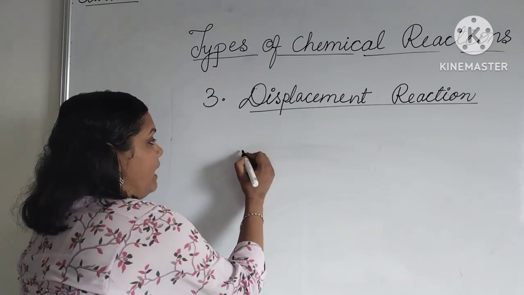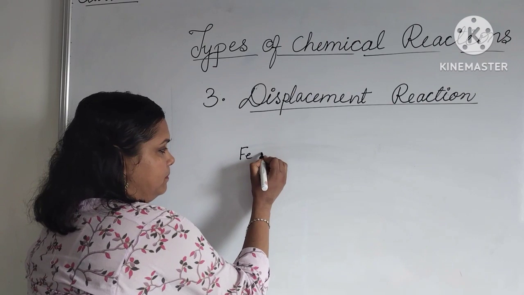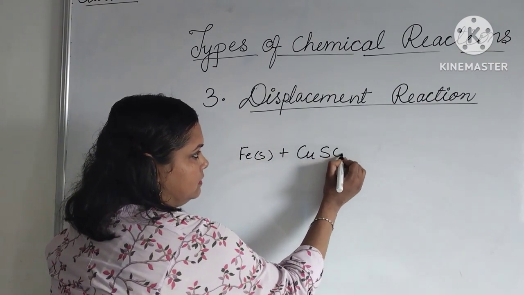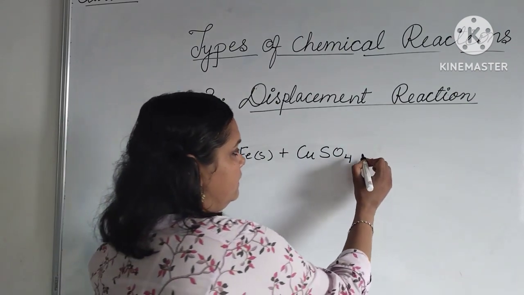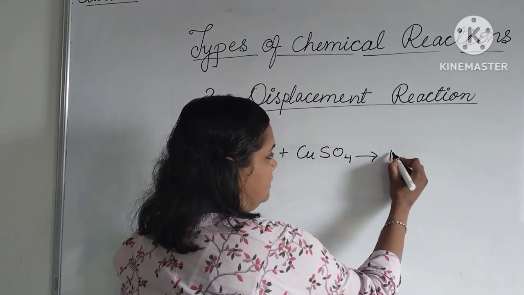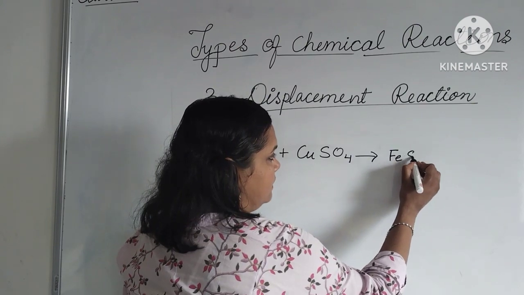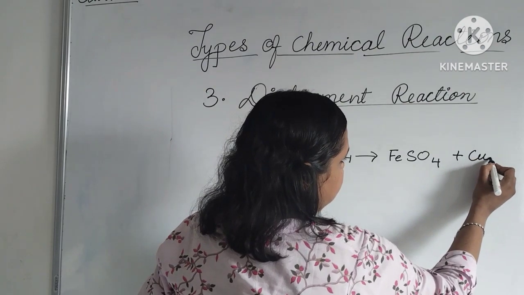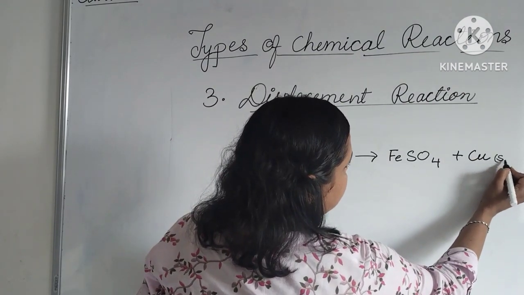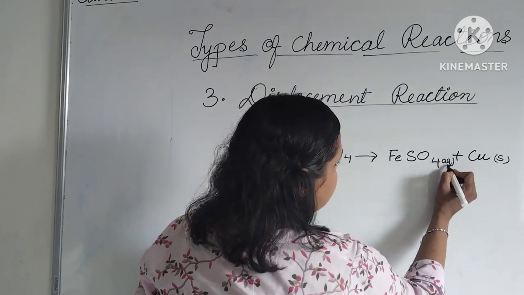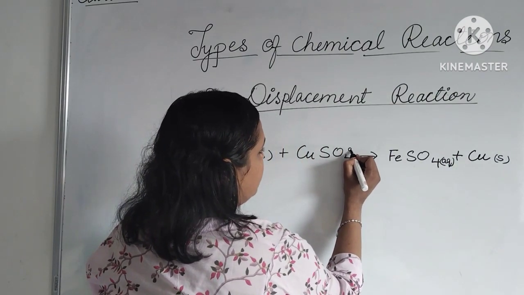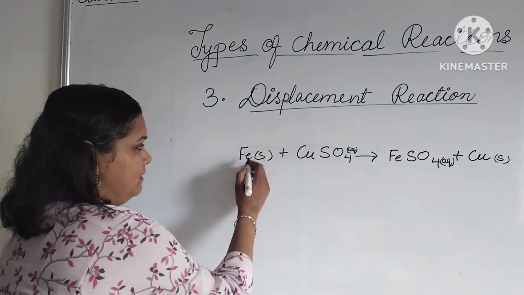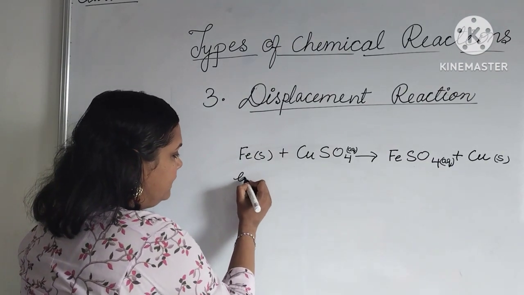When a piece of iron metal is placed in copper sulfate solution, then we get iron sulfate plus copper metal. This is solid, aqueous. This is also aqueous, and this is solid. Okay, so iron metal is kind of gray color it has.